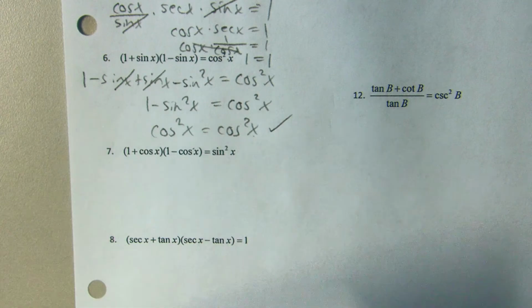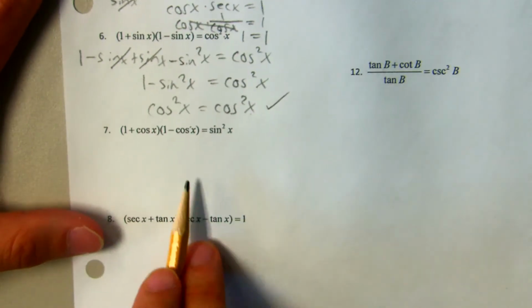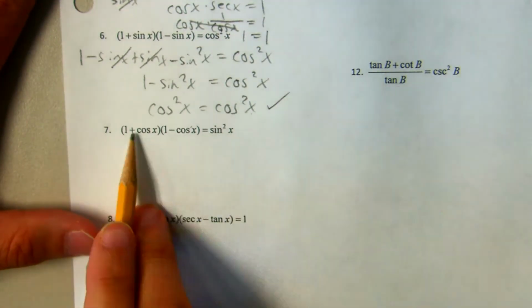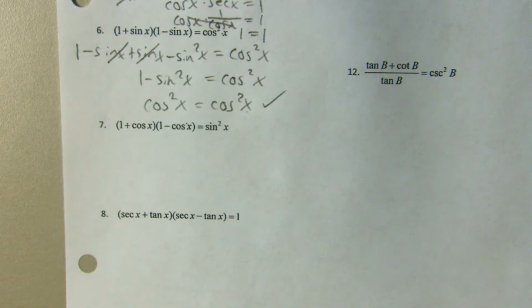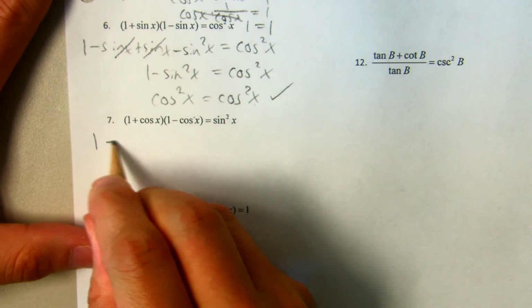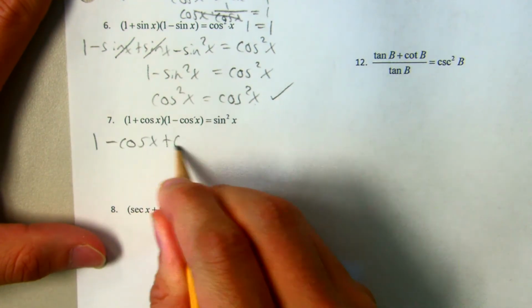Okay, so if that worked in number 6, chances are that's probably going to be the thing we want to do in question 7. 2 terms times 2 terms. FOIL's probably going to work out. So go ahead and FOIL that, and then combine your like terms.